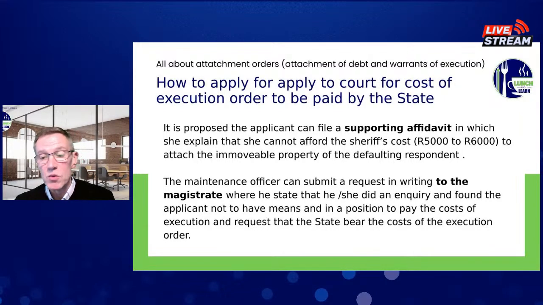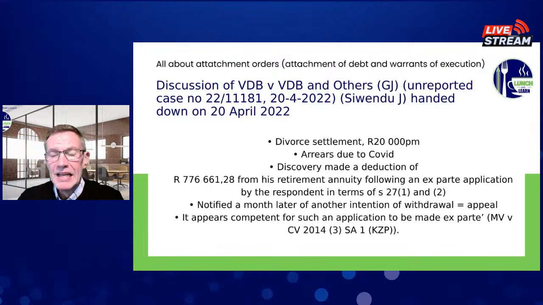The maintenance officer will then take your request, which is usually done in the form of an affidavit, and take it to the maintenance magistrate and request the maintenance magistrate to order that the state pays for the cost of the warrant of execution. I want to discuss a recent case.